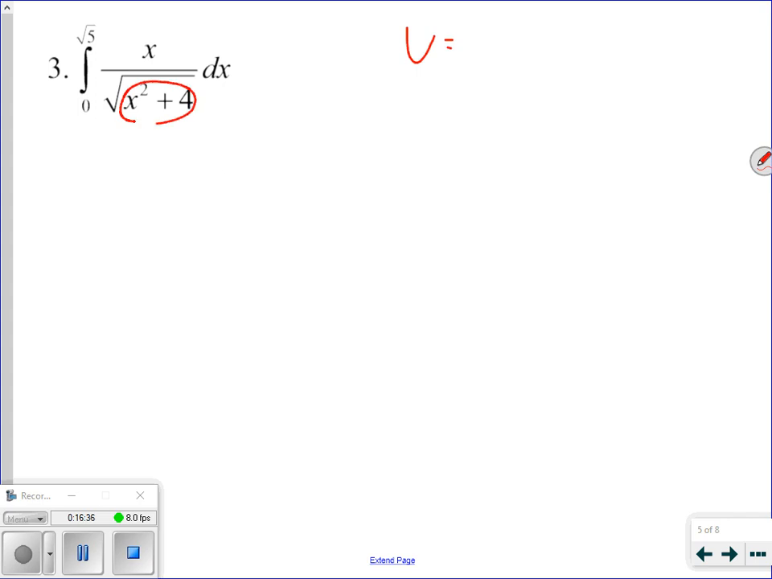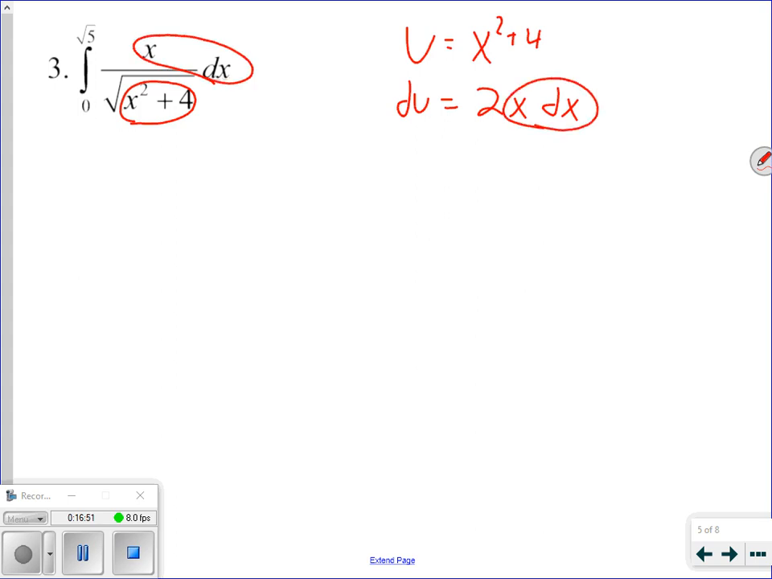Did you let u be the inside of the square root? That looks like an inner function to me. So du is going to be 2x dx. And if you notice, we have the x dx right there. So we just need to bring the 2 to the other side as a 1/2.